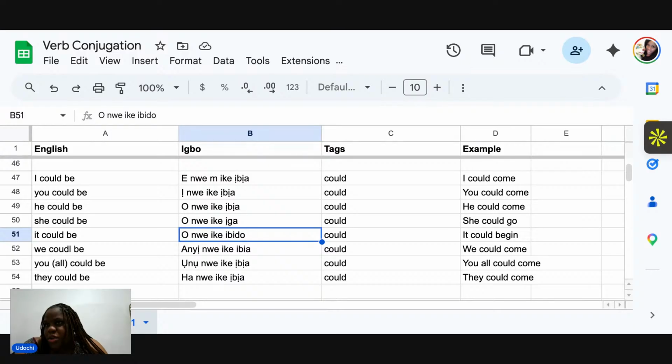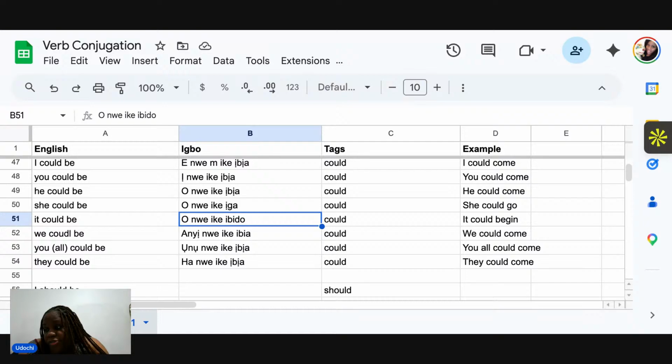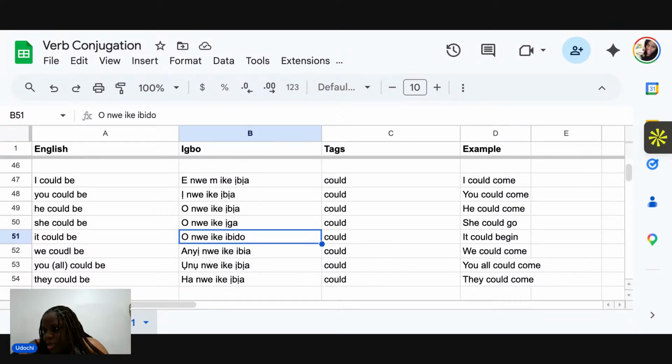I could do something. I could. Not I could have, but I could. Okay. I could if I wanted to, you know? Enwere m ike bịa ọ bụrụ na m chọrọ. That's I could if I wanted to. Ọ bụrụ na m chọrọ ịbịa.